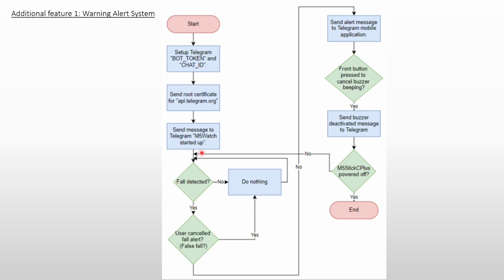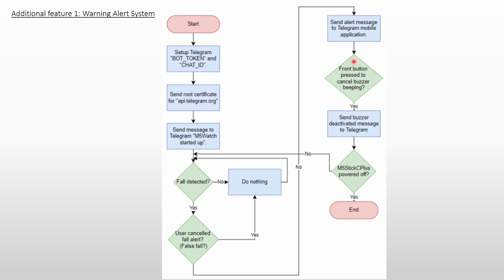The warning alert system will continue to monitor for fault detection, and it will only perform action when a fault has been detected. If a fault has been detected, we will wait for 10 seconds to determine whether the user wants to cancel the fault alert. And if the fault alert was not cancelled, it will continue to send the alert message to the Telegram mobile application on our phone.